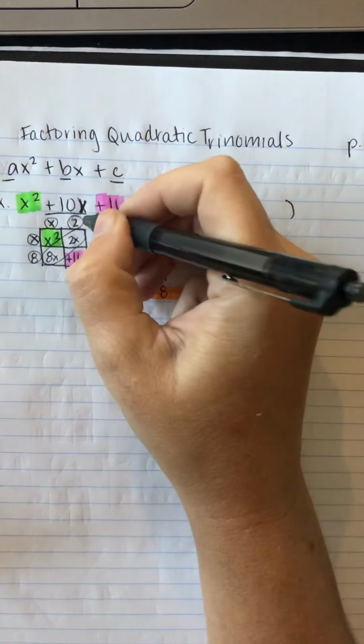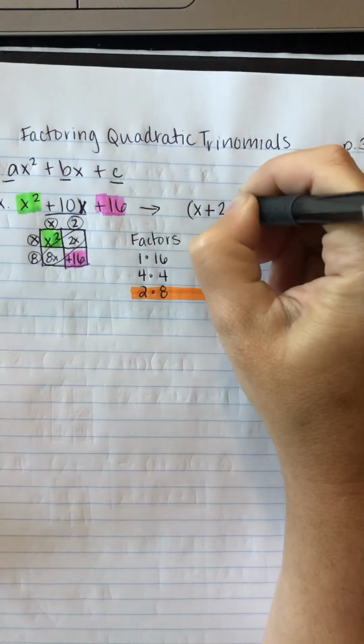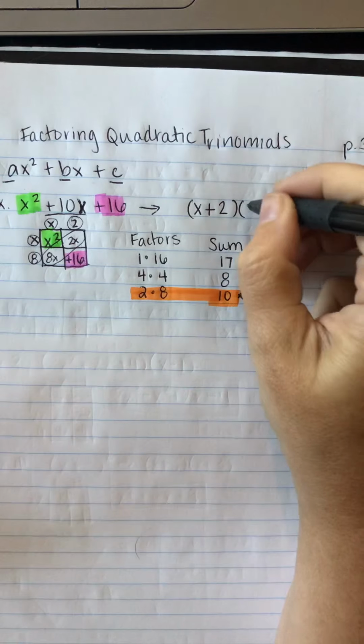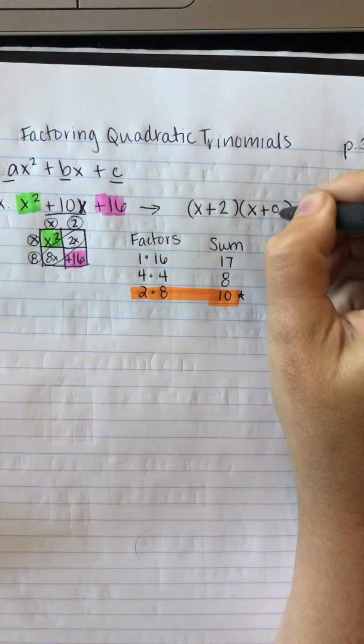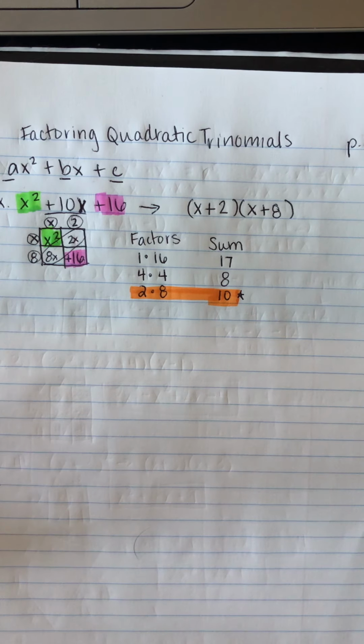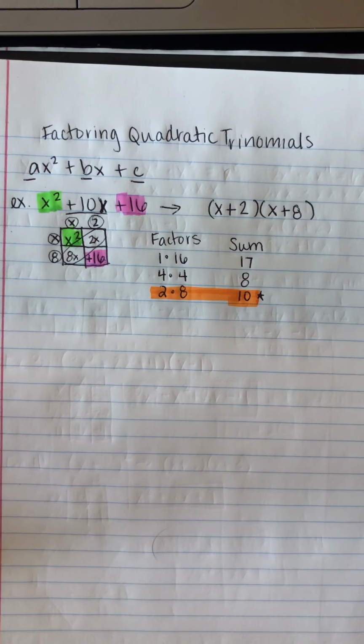And it's going to be x. And since we have a positive 2 here, our first one's going to be x plus 2. And then down on this side, we have x and 8, and they're both positive, so we're going to have x plus 8. All right, so that's how we're going to factor quadratic trinomials. I know it's a lot to take in at first. We're going to do a few more examples together.